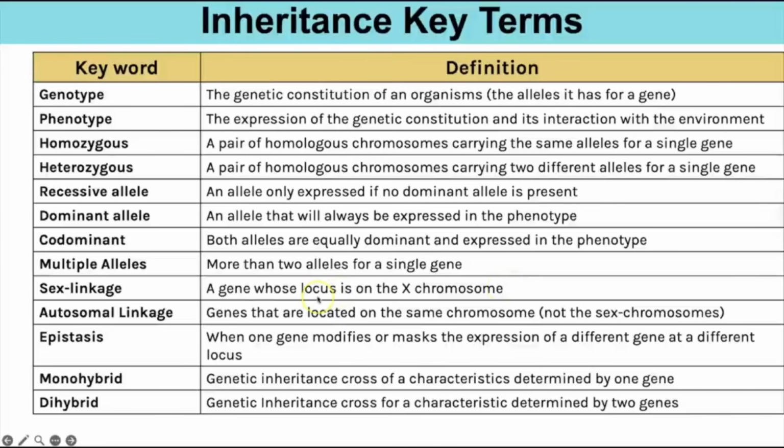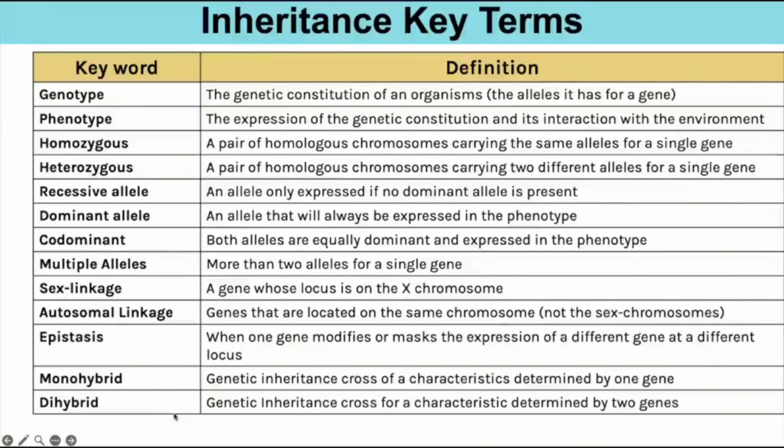Locus means the location of the gene on a chromosome. Autosomal linkage is when genes are located on the same chromosome. So it's 2 different genes found on the same chromosome, but it's not the sex chromosomes. Epistasis is when one gene modifies or masks the expression of a different gene at a different locus.